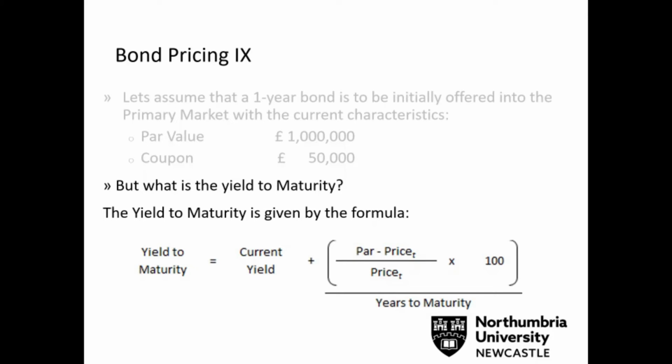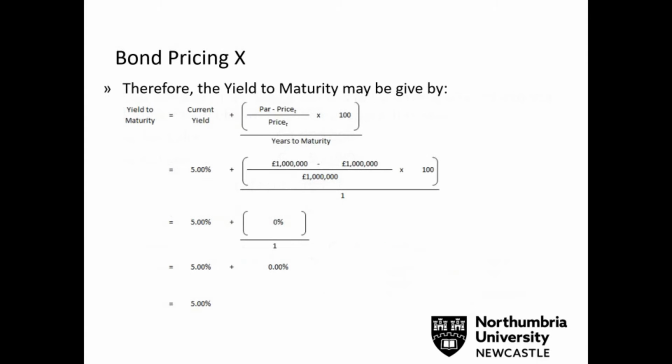So effectively, par minus price over price is also known as the holding period return formula. We multiply the holding period return by 100, then divide that by the number of years to maturity that's left on the bond. And again, the numbers are very simple here because we know the par value is 1 million, we know the bond price at the start is also 1 million, and as you can see, the current yield we worked out at 5%, the right hand side of the formula cancels itself out, thus the yield to maturity is also 5%.